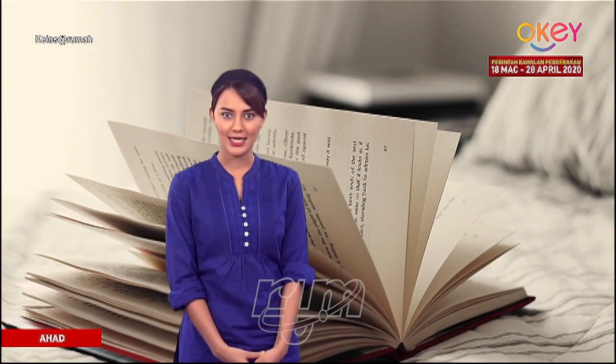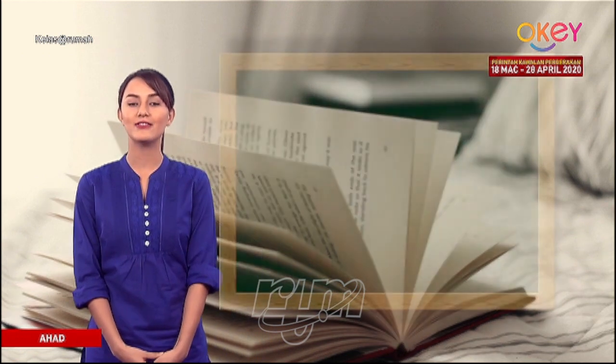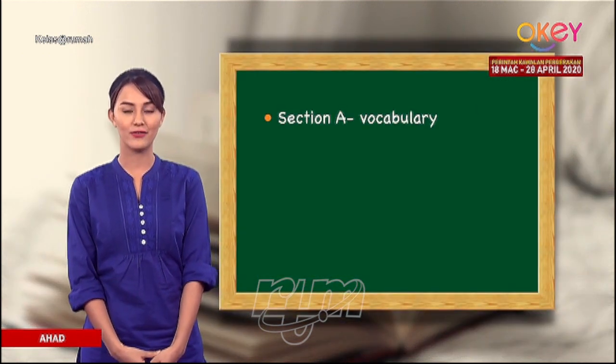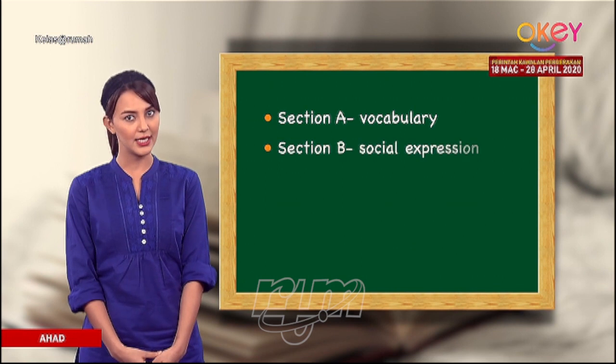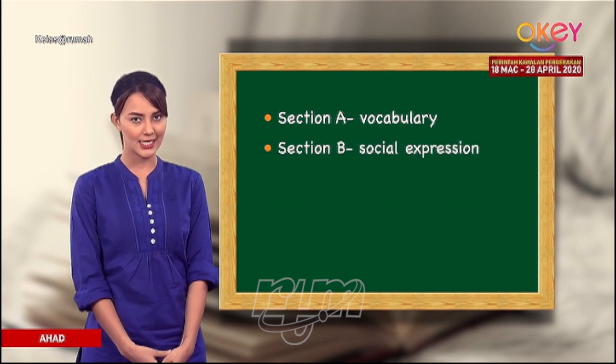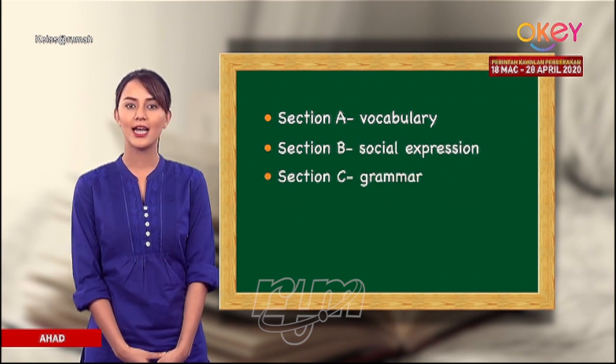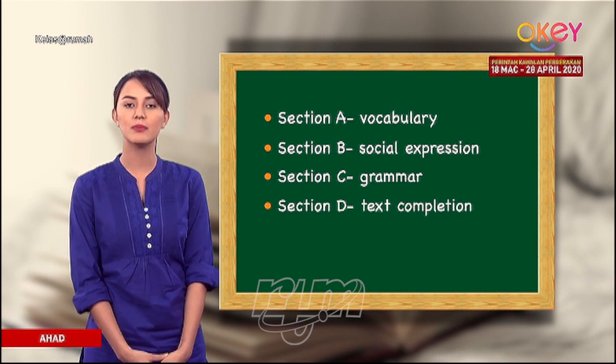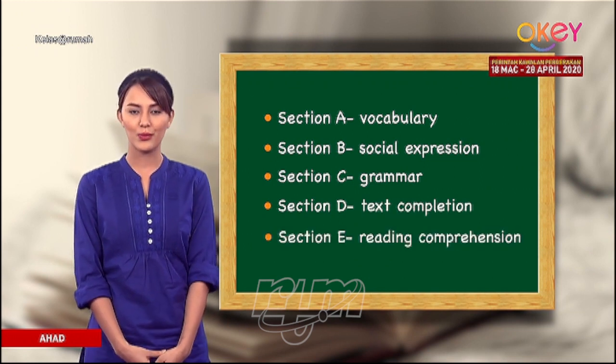Paper 1 comprises 40 multiple choice questions. The paper is divided into 5 sections. Section A, vocabulary. Section B, social expressions. Section C, grammar. Section D, text completion, and Section E, reading comprehension.